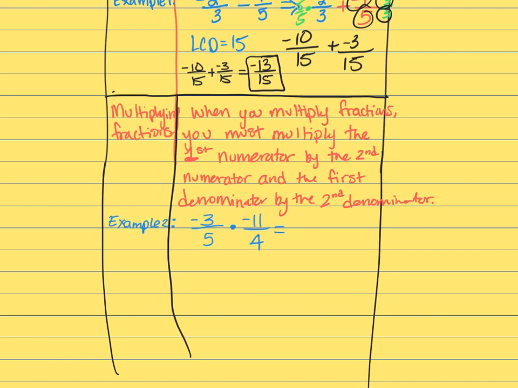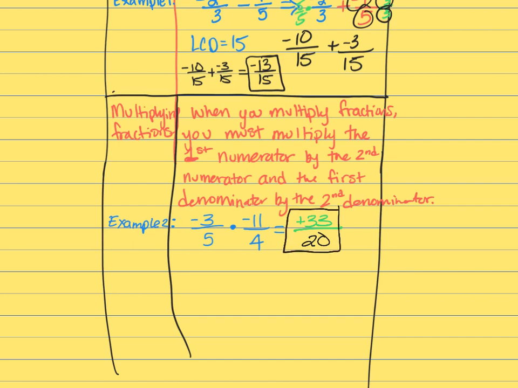Okay, so we have negative 3/5 times negative 11/4. You multiply the first numerator by the second numerator. Negative 3 times negative 11 is positive 33. And 5 times 4 is 20. So you have positive 33 over 20.